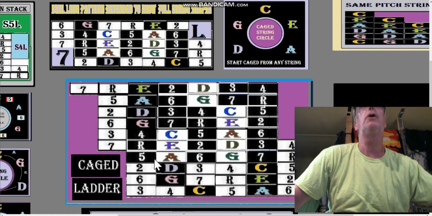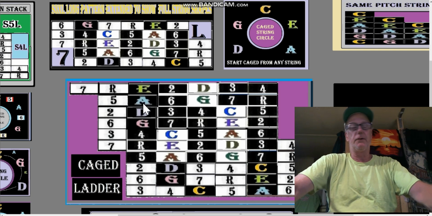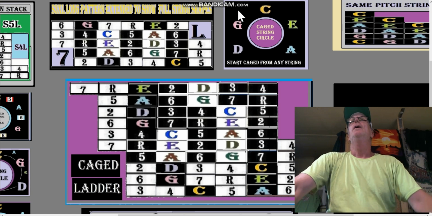Of course, you can do it all in short patterns too, and that would be another place on the neck that's a little further away from that fret nut.